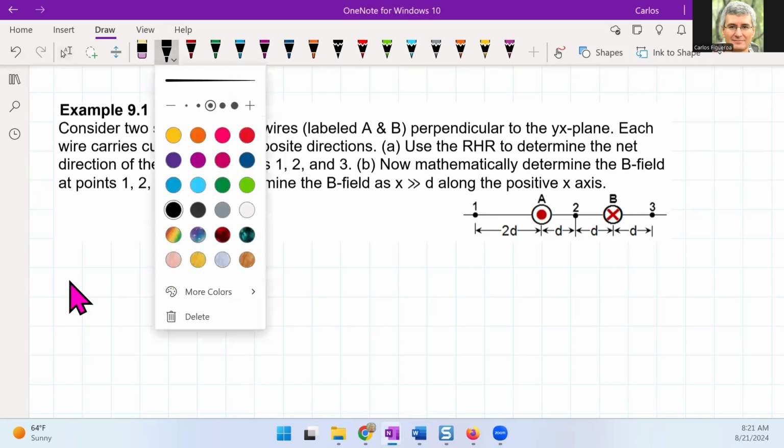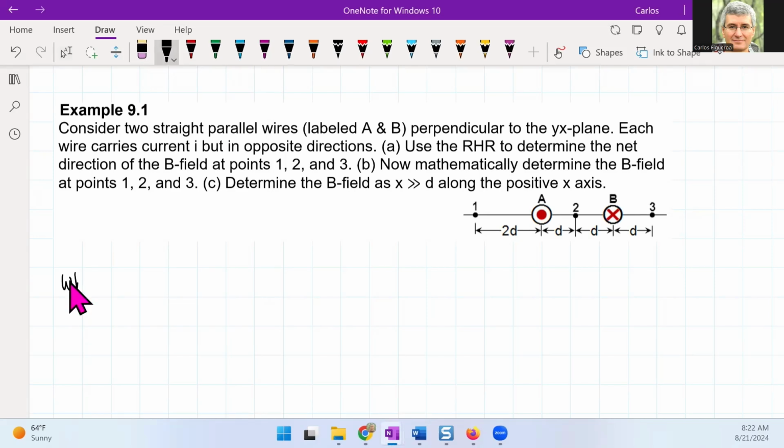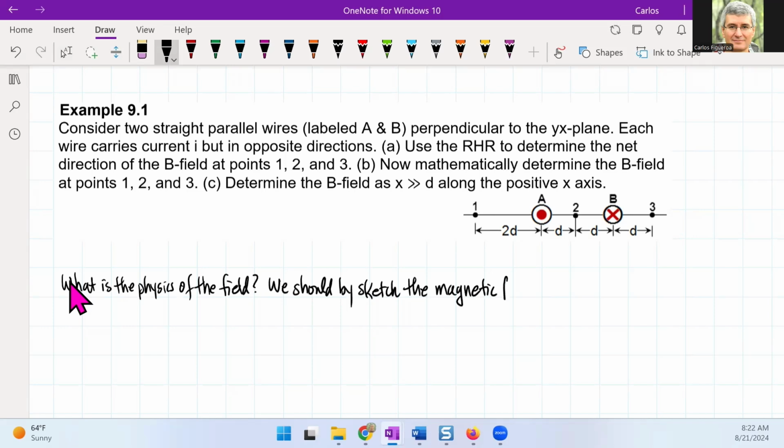So the question that we have to answer is, what is the physics of the field? I think what we should do here is that we should start by sketching the magnetic field first.